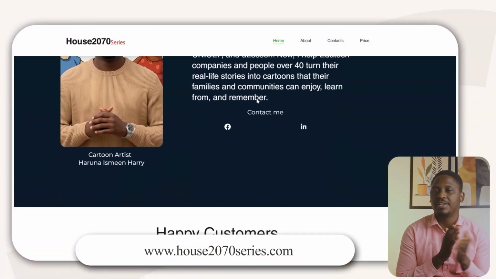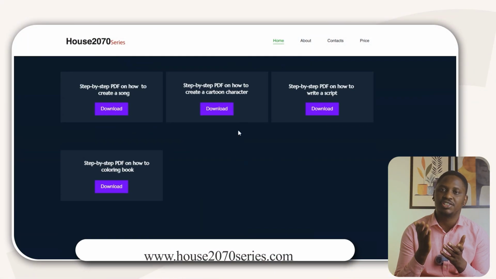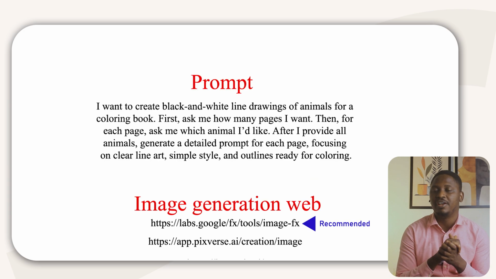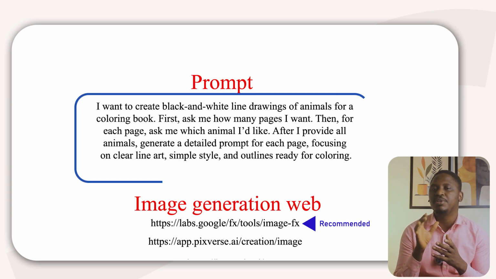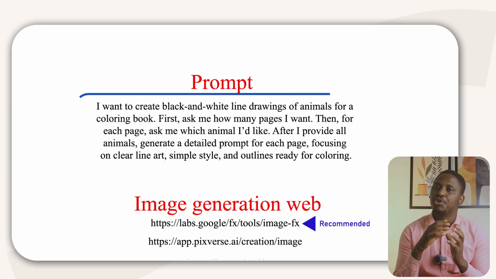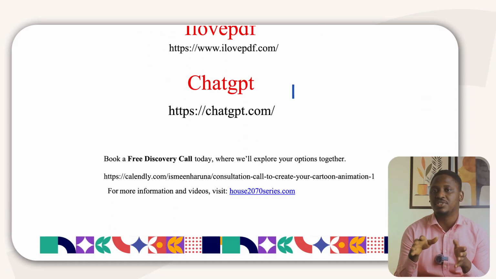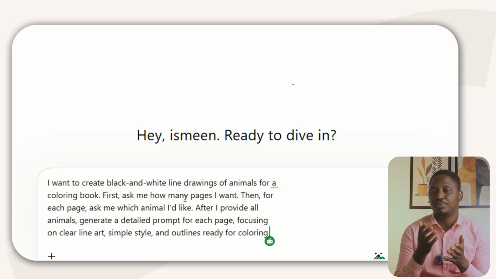We'll visit our website. Links will be provided in the description. Once you go to our website, you go to the resource section to download this PDF. Once you download the PDF, you open it. In this PDF, you will see a prompt. Copy this prompt and go to ChatGPT. If you don't know how to get to ChatGPT, under this PDF, you will see a link to ChatGPT. Copy the prompt and paste it in ChatGPT.